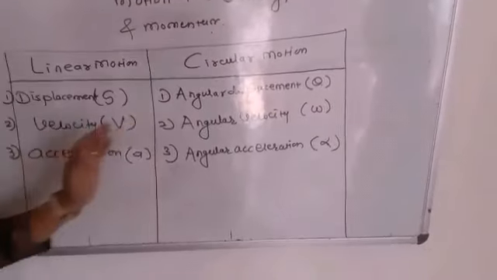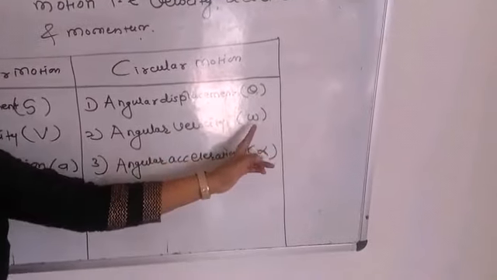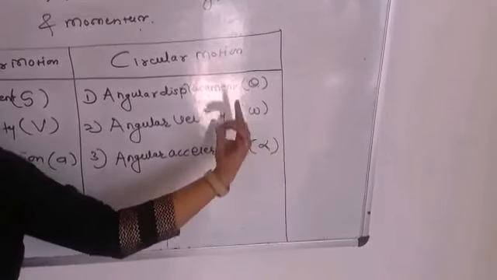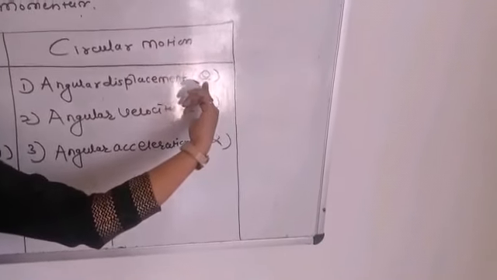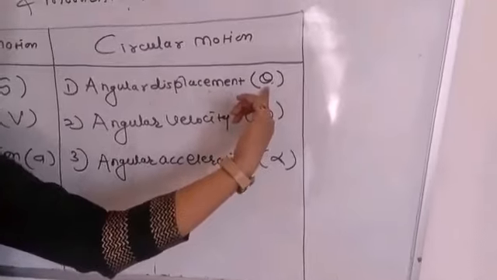Now, what is this theta, omega, alpha? These are the Greek alphabet, like alpha, beta, gamma.